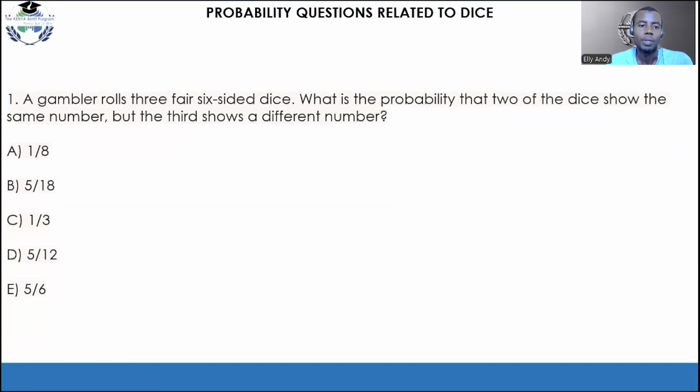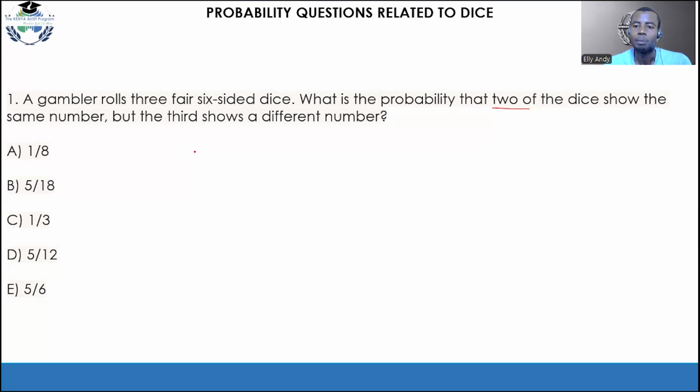We'll start with this one. A gambler rolls 3 fair six-sided dice. What is the probability that 2 of the dice show the same number, but the third shows a different number? So we have 3 dice, and we want 2 of them to have the same number, but the third to show a different number. So the first task here is to look at the arrangements or the possibilities.